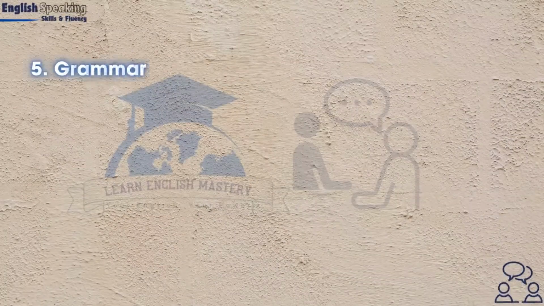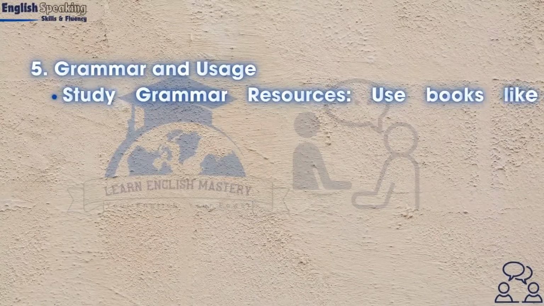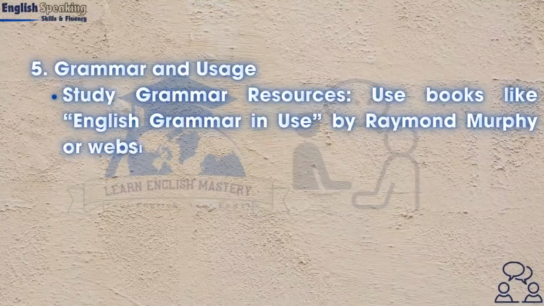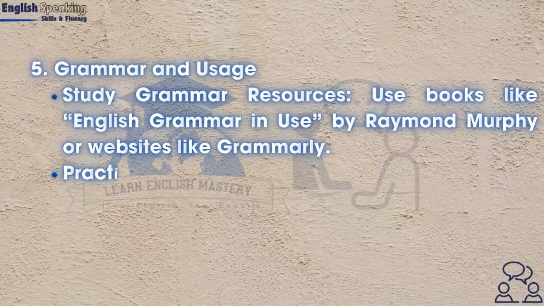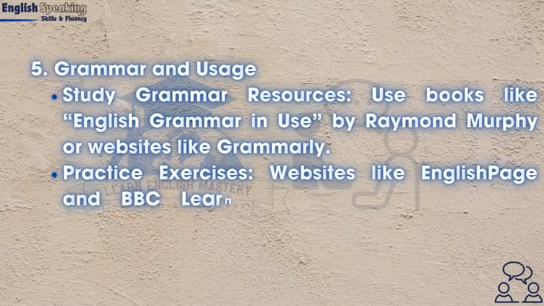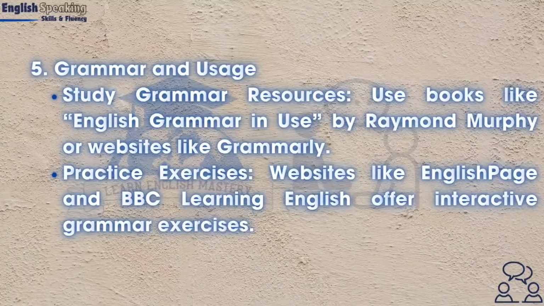5. Grammar and usage. Study grammar resources. Use books like English Grammar in Use by Raymond Murphy or websites like Grammarly. Practice exercises. Websites like English Page and BBC Learning English offer interactive grammar exercises.